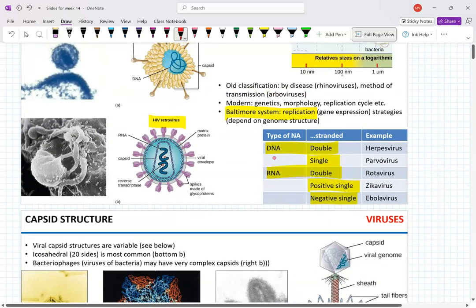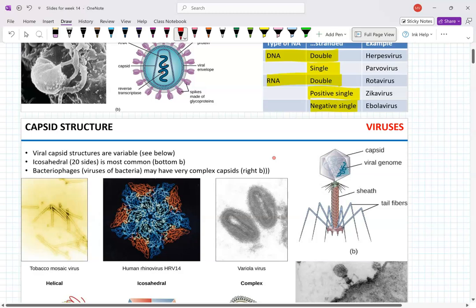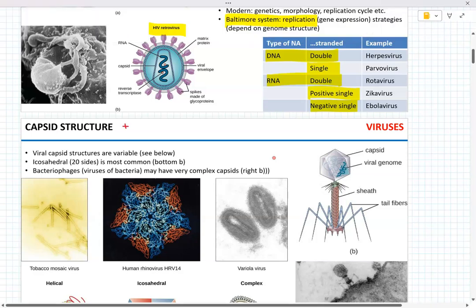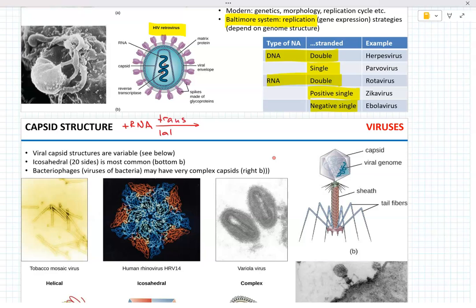So let's take a look. If you have a positive single-stranded RNA molecule, you can immediately translate it into a protein. Okay?